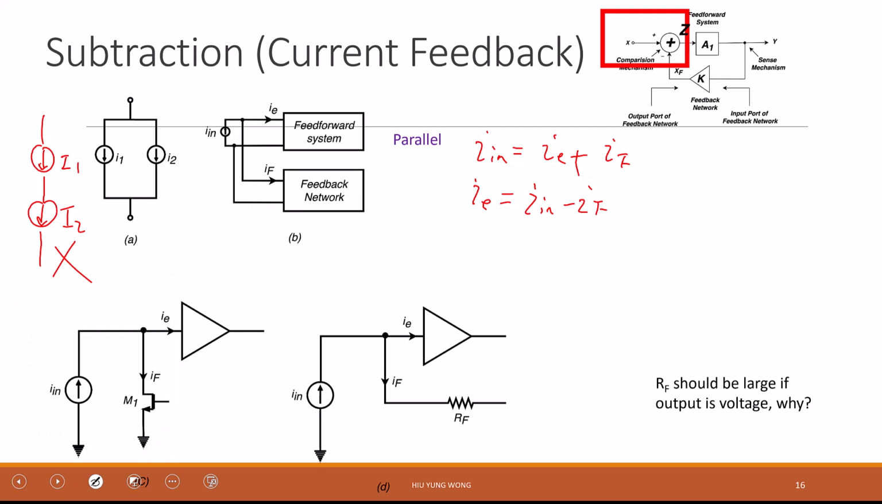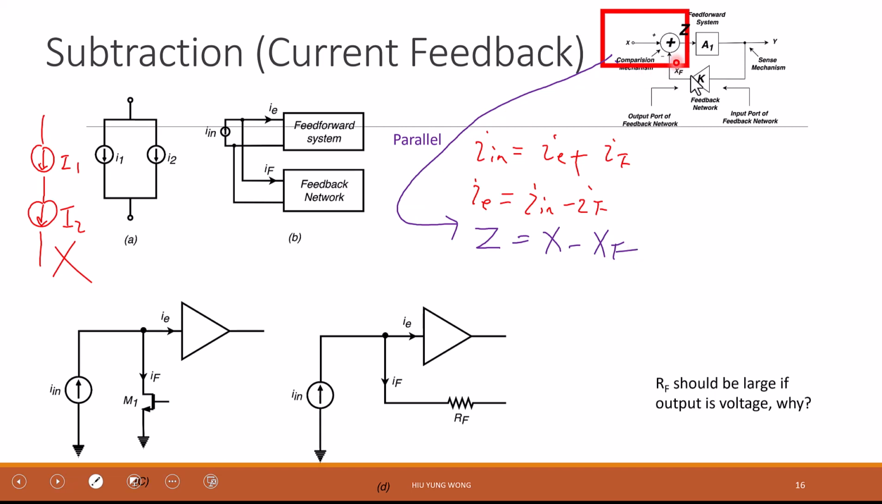So this is current. When we talk about this one, we did not say whether this is current or a voltage. As long as you can map to this block, then it still works. What is IE in this case? In the block diagram. Just Z, right? Because it goes into the feed-forward system. And I in is X. Well, how about IF? XF. Do you see that? Yes?